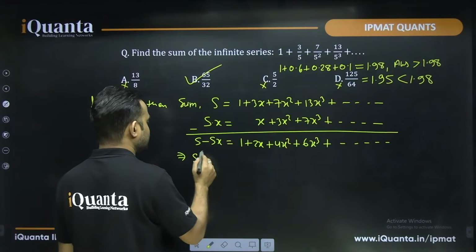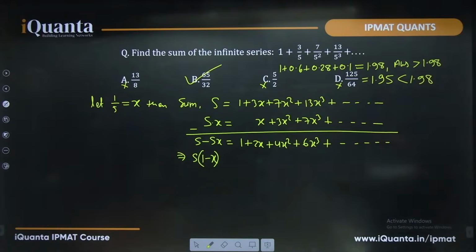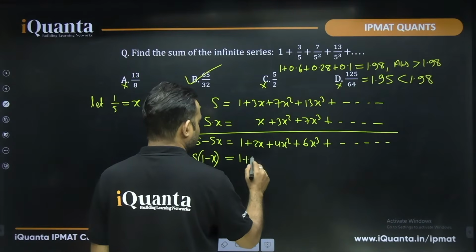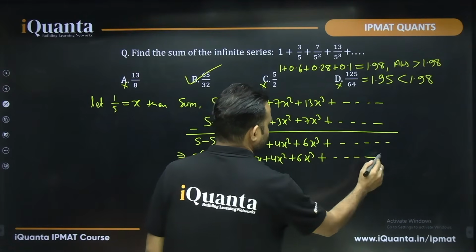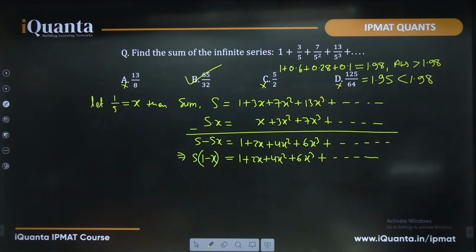Or we can say s into 1 minus x is equal to, same thing, 1 plus 2x plus 4x square plus 6x cube and so on. Now tell me, what's the next step, guys? Have you solved these type of questions? What's the next step to solve these type of questions? Tell me, what do we do here? Any idea what do we do here?